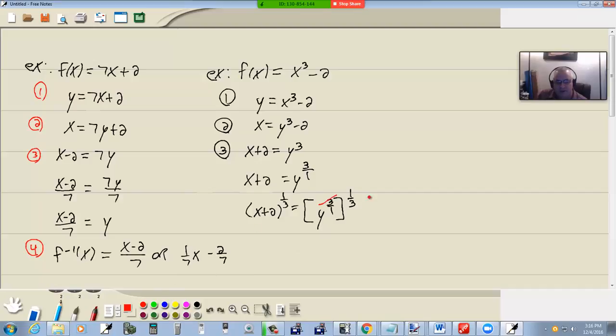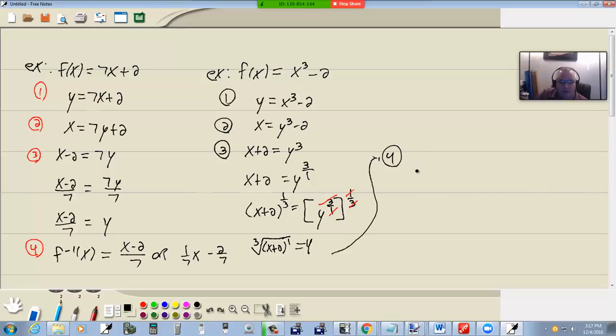I'm going to do that. These 3's cancel. The 1's are trivial, but they'll cancel also. And we got y is equal to, and putting this back in the radical form, this would be the cube root of x plus 2 to the first power. Whatever number's on the bottom here, that's your denominator, that's what goes in your index slot. Whatever power is up on top is what goes inside.